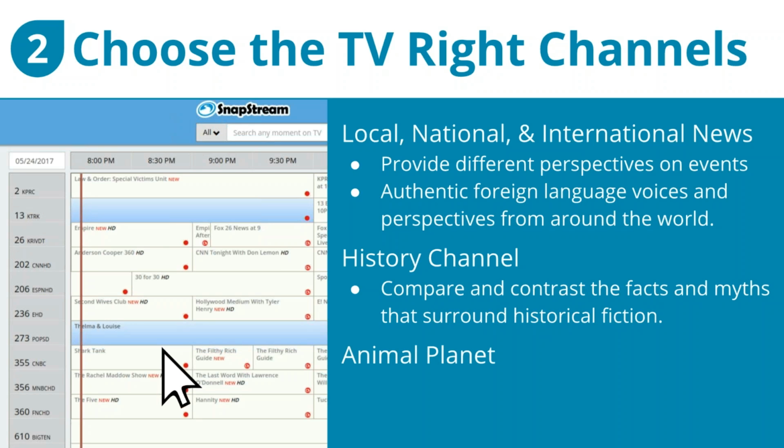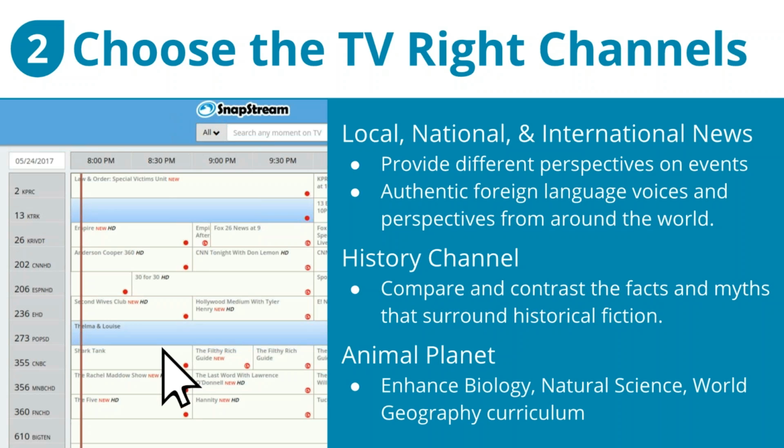History Channel can be great. You can compare and contrast the facts and the myths surrounding historical fiction. And then Animal Planet, you can use content from Animal Planet to enhance a biology class, a natural sciences class, world geography. A lot of ways in which that can be used. PBS is great, and PBS also provides a great deal of educational resources on their site.